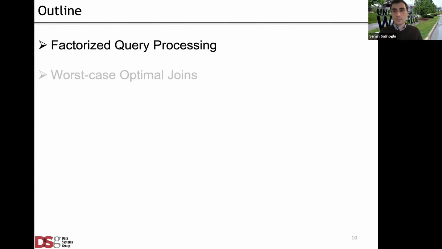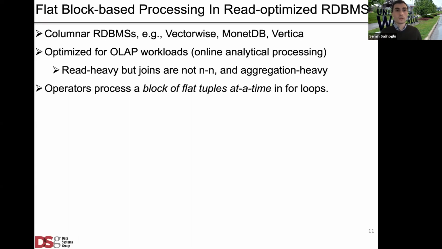Right. So let me start with factorized query processing. So as I said, graph database management systems are read optimized systems. They're designed for many-to-many joins. In the relational market, the read optimized systems are columnar RDBMSs. So systems like Vectorwise, MonetDB, or Vertica are also read optimized, and they're optimized for a workload that we call OLAP workloads. And I'll give you an example query in a second, but these are also read heavy. So they read large chunks of the database when you answer queries.